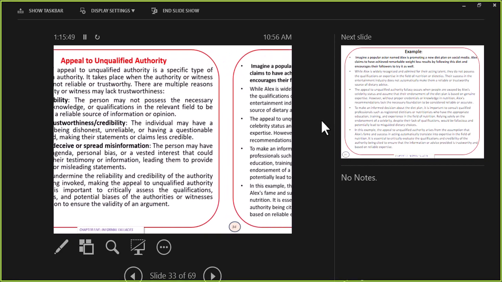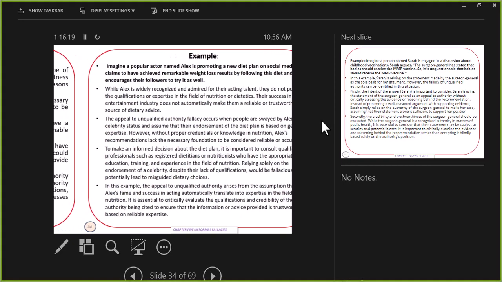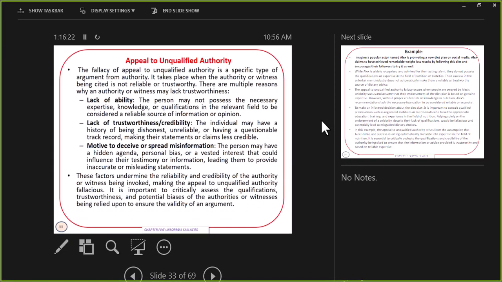Now look at this example. Imagine a popular actor named Alex is promoting a new diet plan on social media. Alex claims to have achieved remarkable weight loss results by following his diet and encourages his followers to try it as well. This is a typical unqualified authority because the subject in question is nutrition, whereas the authority mentioned is what? He's an actor, right? He does not have anything at all to do with the subject in question, right? The argument is violating the first condition: lack of ability, lack of knowledge, lack of expertise or qualifications.